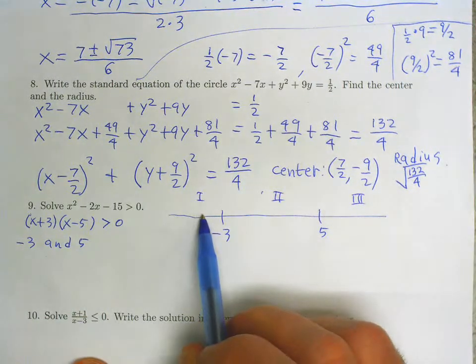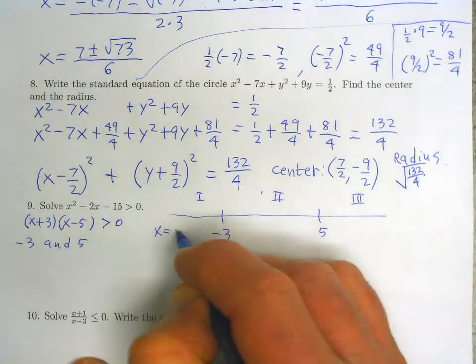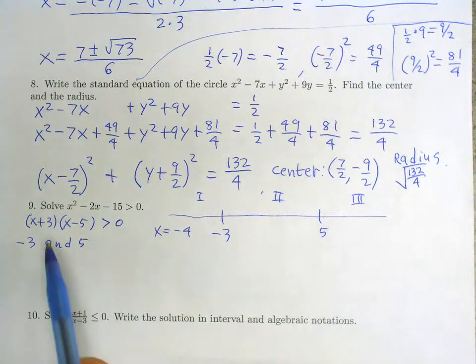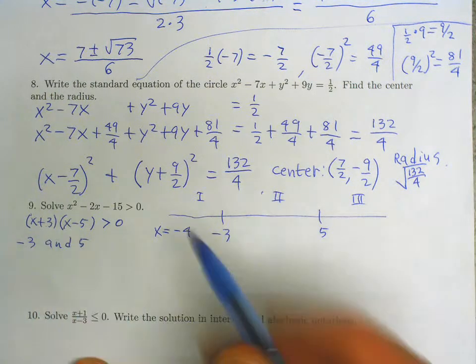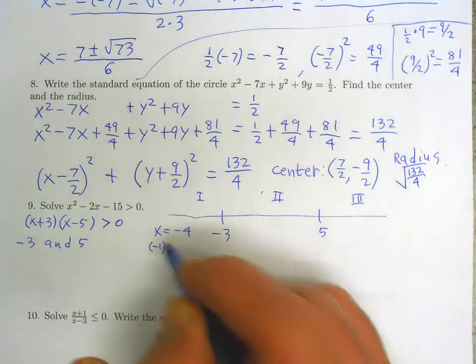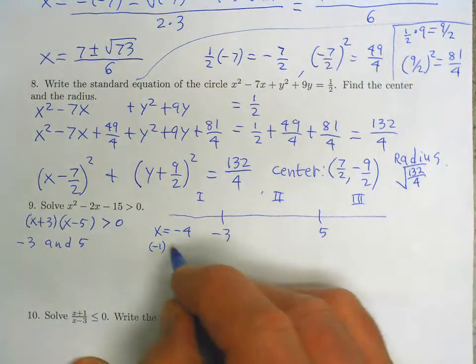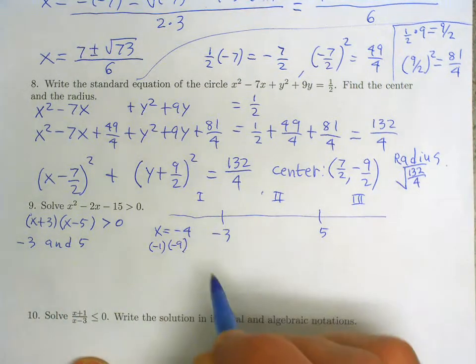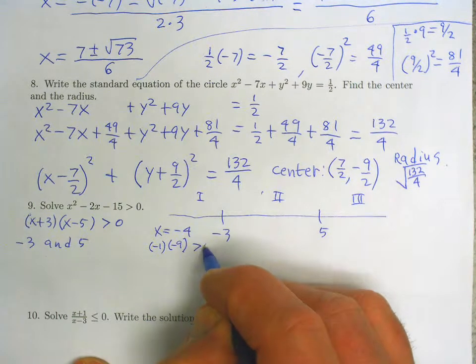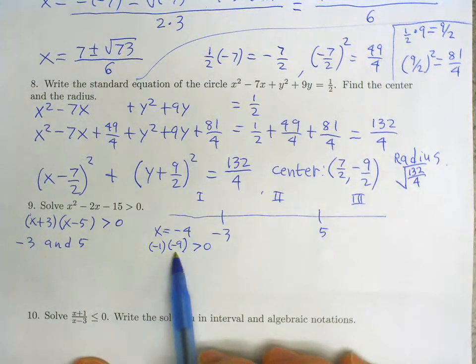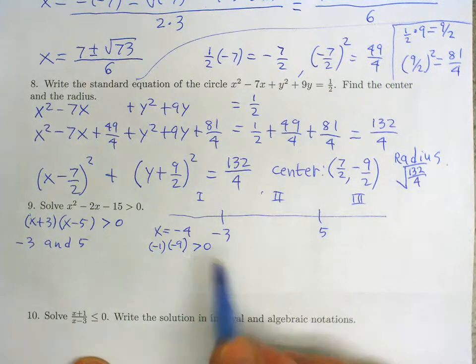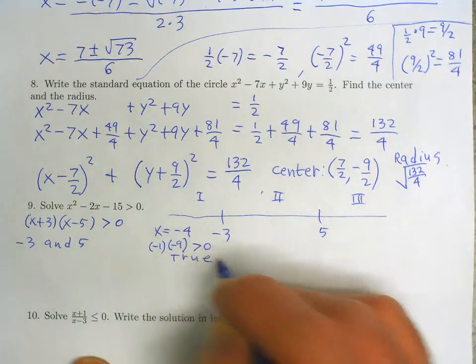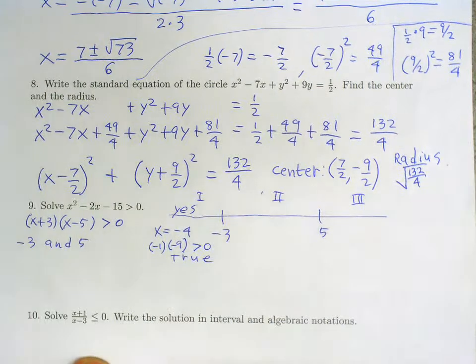Okay, in the interval on the left, I'll pick x to be negative 4, and I'm going to use the factored form. Negative 4 plus 3 is negative 1. Negative 4 minus 5 is negative 9. The inequality is greater than 0. So the left-hand side is positive, and negative 1 times negative 9 is positive 9. So this is true. So the numbers from negative infinity to negative 3 are solutions.